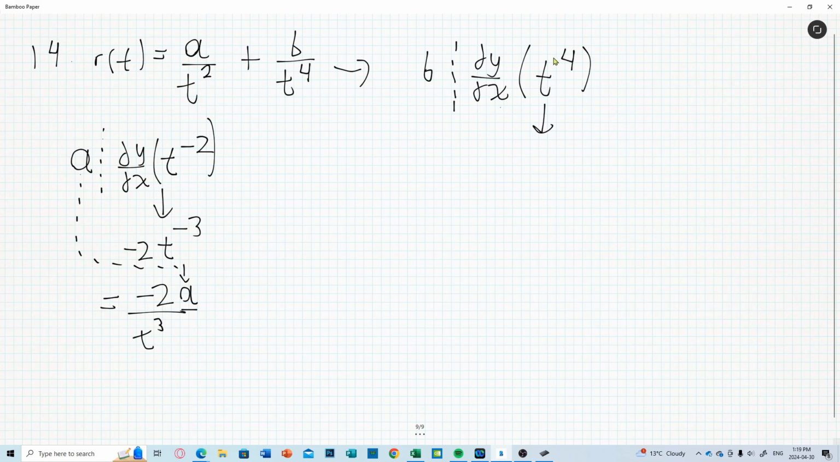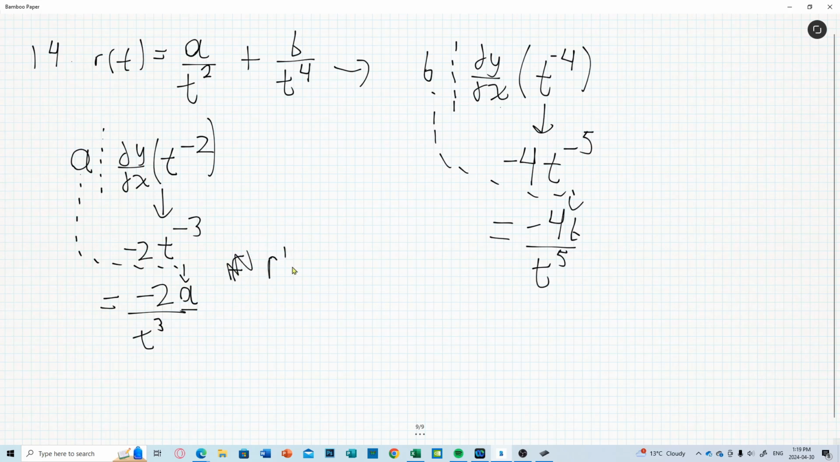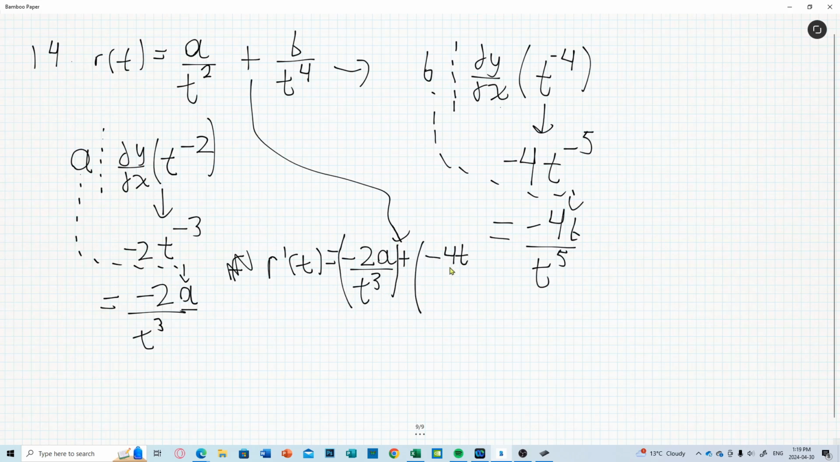This will become t to the negative 4, sorry. This will become negative 4t to the negative 5, which gives you negative 4 over t to the 5. And then you gotta remember to put the constant back in, which will then give you the r prime of t is negative 2a over t cubed plus, gotta make sure to bring that down, we'll add brackets to make this easier to read, plus minus 4t minus 4b over t to the 5.